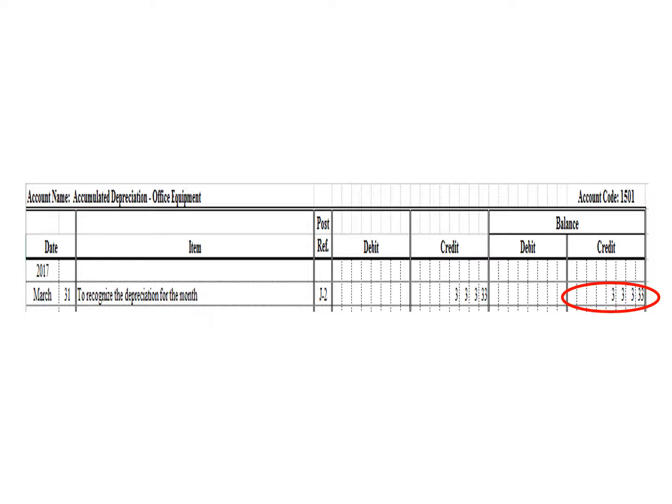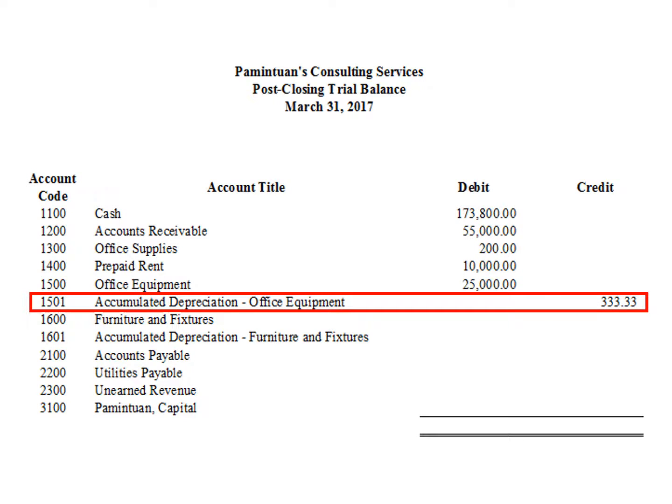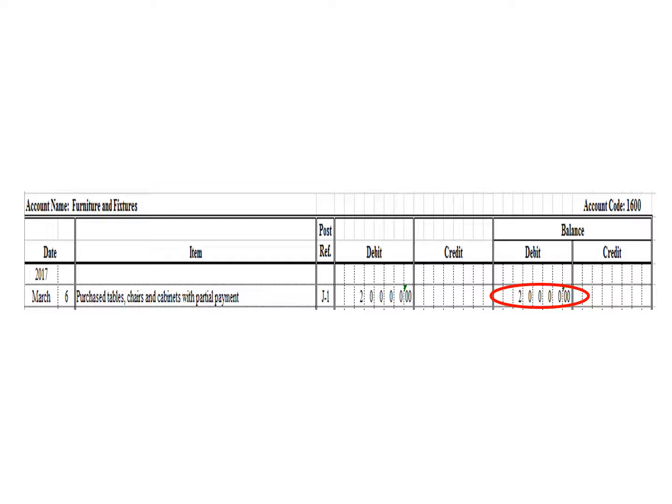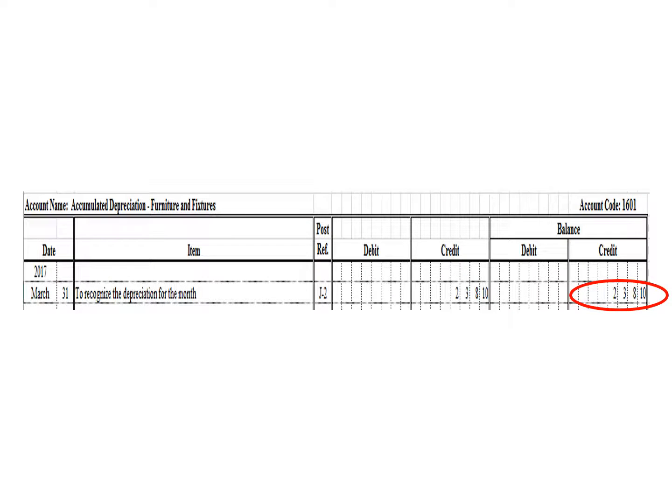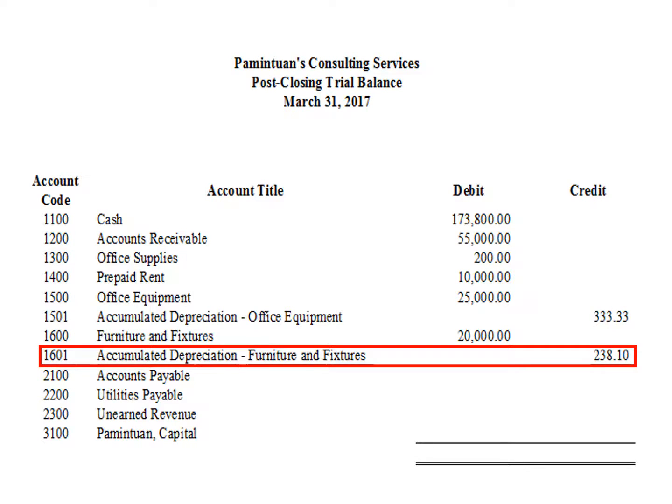Accumulated depreciation of office equipment has a credit balance of 333 pesos and 33 centavos. Write the balance of this account under the credit column, 333 pesos and 33 centavos. Furniture and fixtures has a debit balance of 20,000 pesos. Write its corresponding balance under the debit column, 20,000 pesos. Accumulated depreciation, furniture and fixtures has a credit balance of 238 pesos and 10 centavos. Write the balance under the credit column, 238 pesos and 10 centavos.